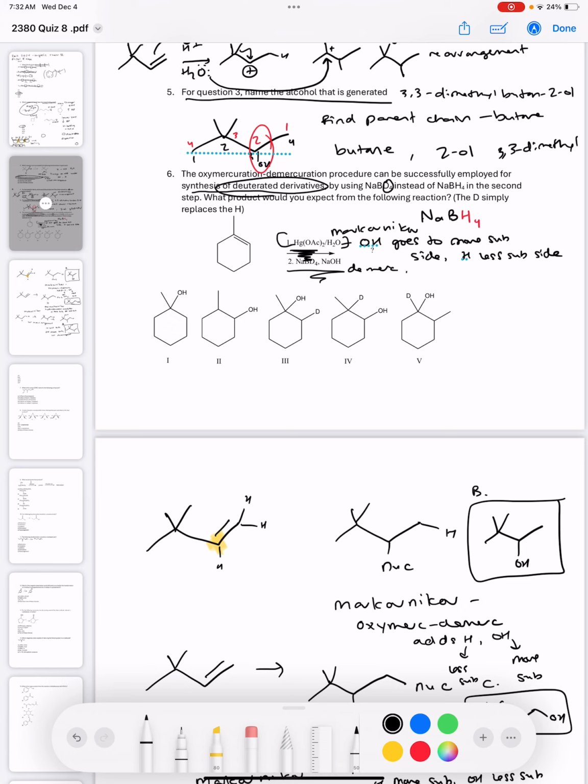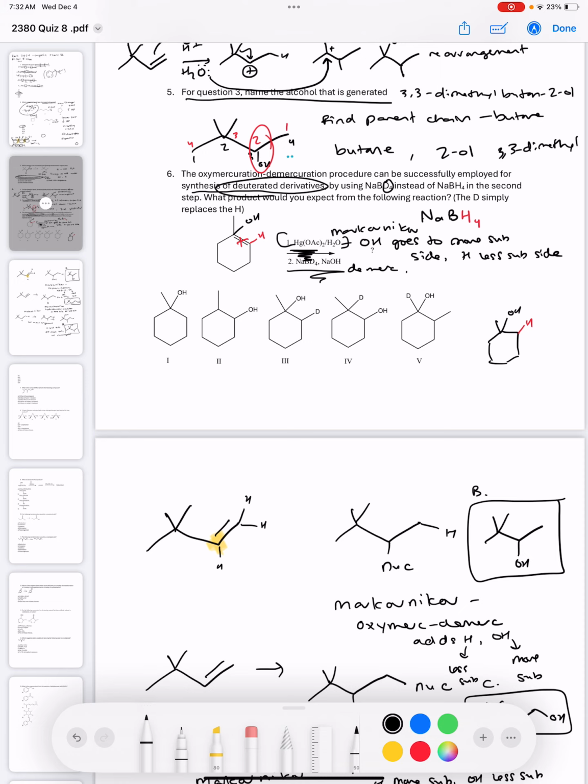So we know that ultimately we're going to add our OH to the more substituted side, and our H, which is a special H, so I'm going to put it in red, goes to the less substituted side. And we get rid of our double bond, so that's not there anymore. So our final product looks like this with a hydrogen here. So I'm going to get rid of anything that doesn't look like that.